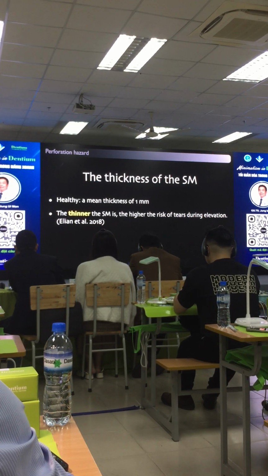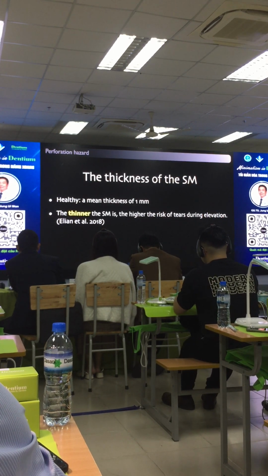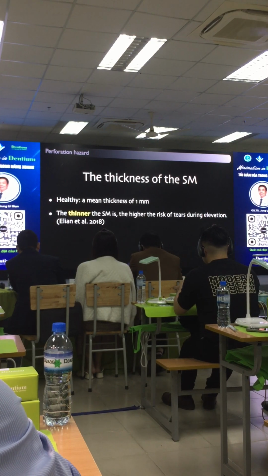Evaluation of the thickness of the sinus membrane is key to avoid the perforation. The thinner the sinus membrane is, the higher the risk of tears during elevation. In the patient having the thin sinus membrane, special caution is needed.